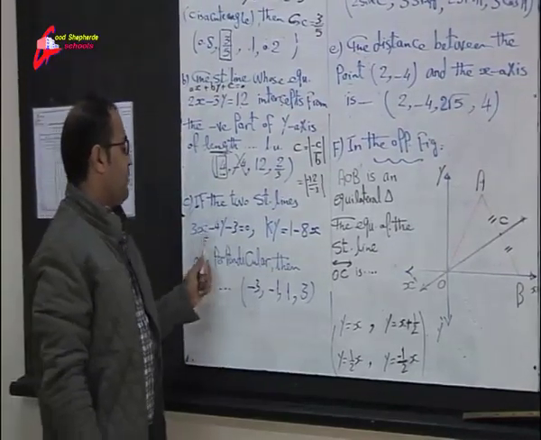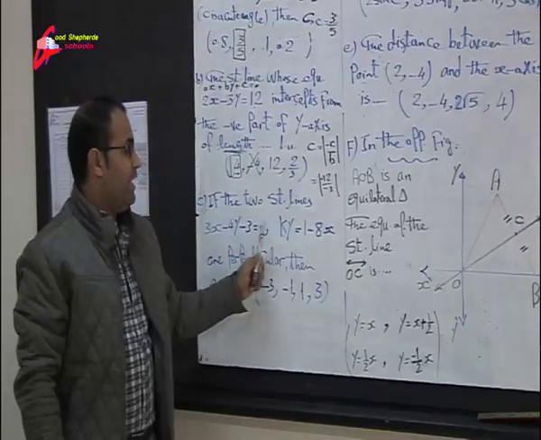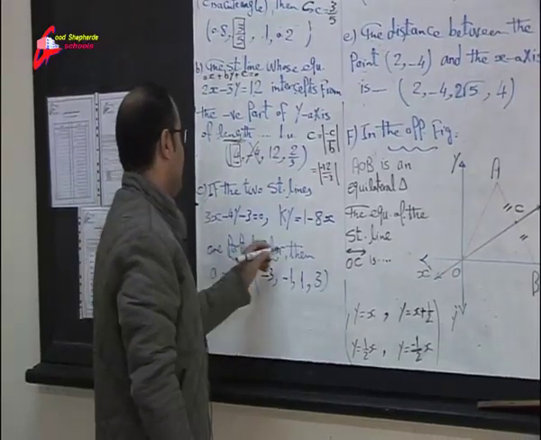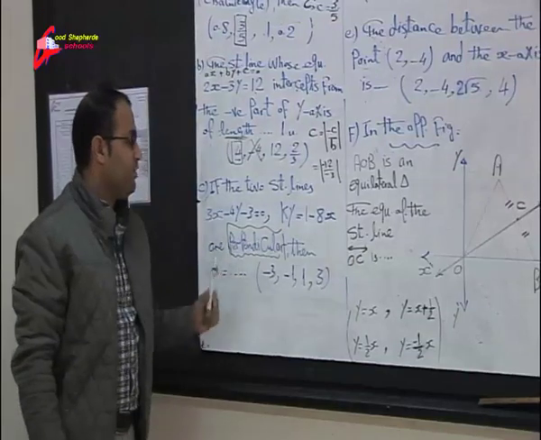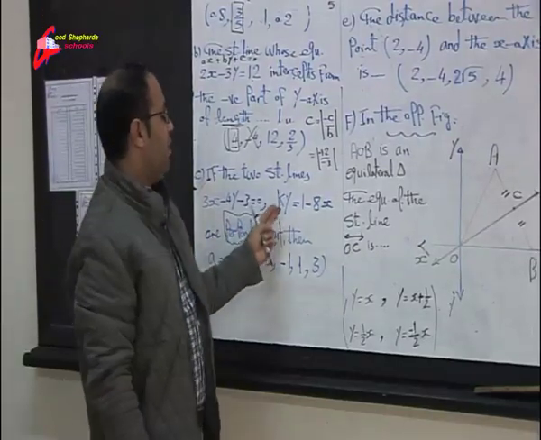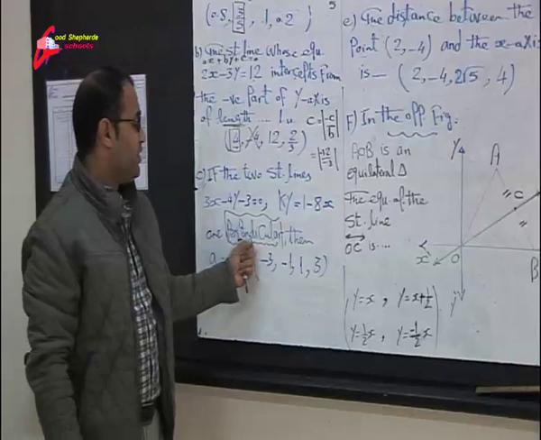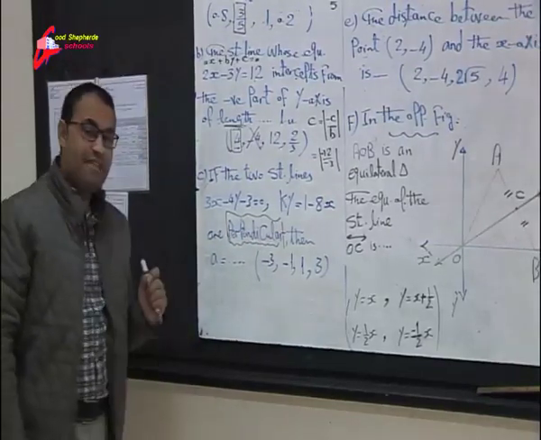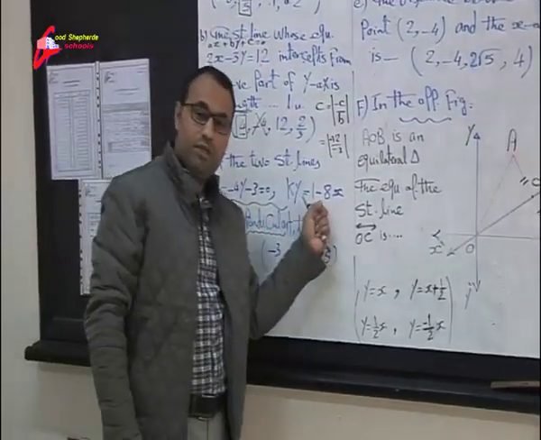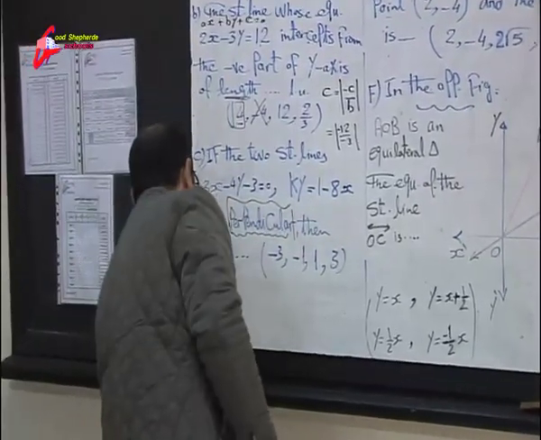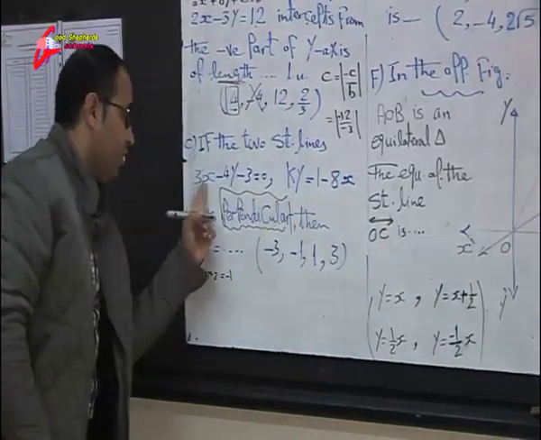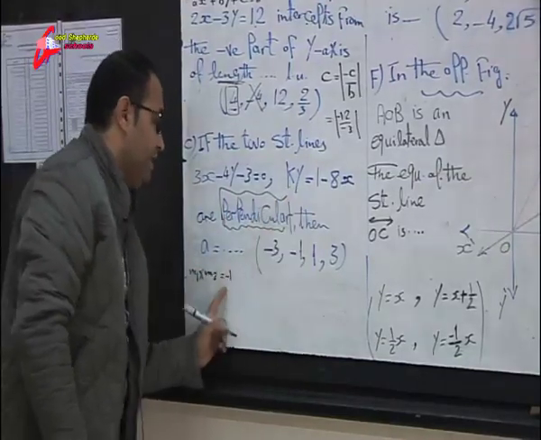If the two straight lines 3x minus 4y minus 3 equals 0 and ky equals 1 minus 8x are perpendicular, take care for this operation. Then k equals what? He said perpendicular, which means the slope of the first equation times the slope of the second equation equals negative 1. You know this rule: M1 times M2 equals negative 1, where M is the slope.